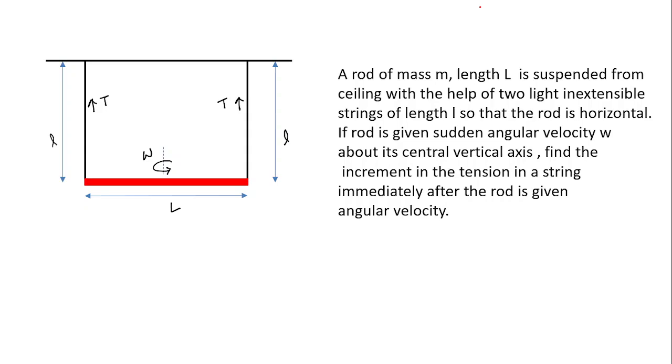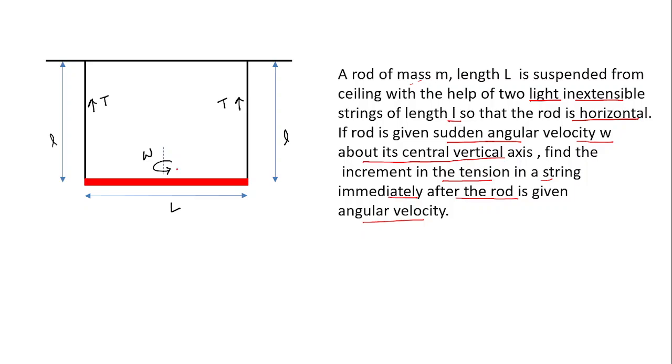explain over here. So the question says there is a rod of mass m and length L which is suspended from a ceiling with the help of two light inextensible strings of length L so that the rod is horizontal. If the rod is given sudden angular velocity omega about its central vertical axis, find the increment in the tension in a string immediately after the rod is given angular velocity.